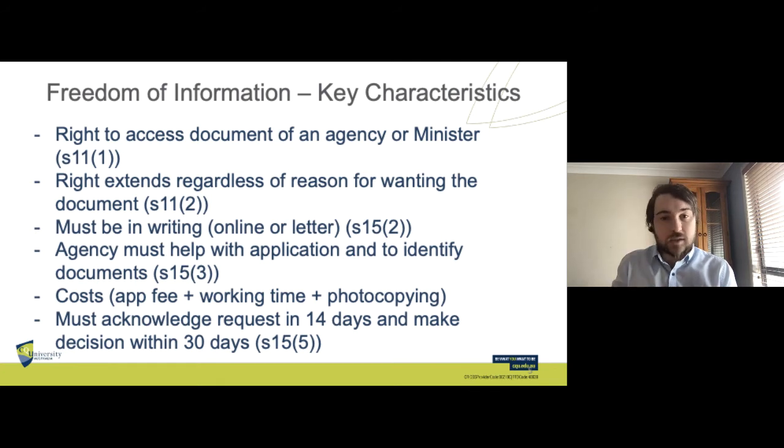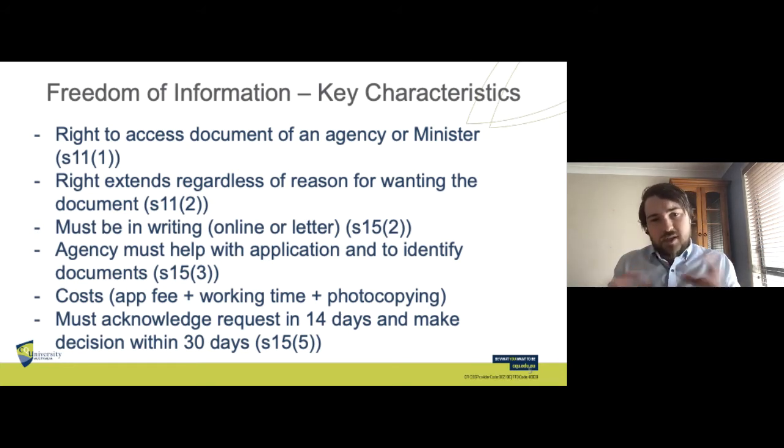They can say, yes, we've received your request. Yes, we're going to give you these documents, but it's going to take us a long time to track that down, or it's going to take us a long time to photocopy those all. So we won't have it to you in 30 days. We might have it to you in 45 days.